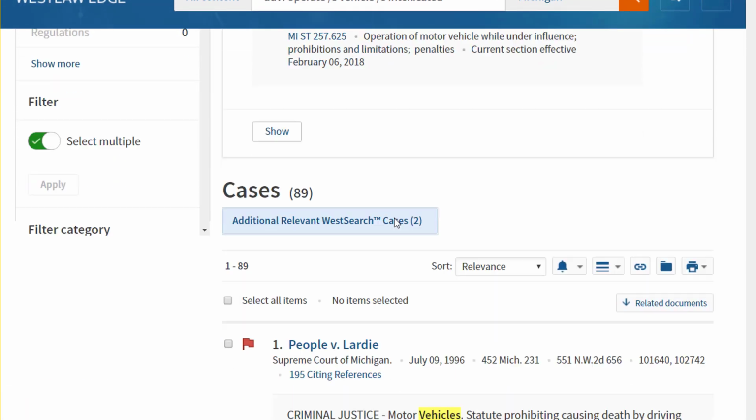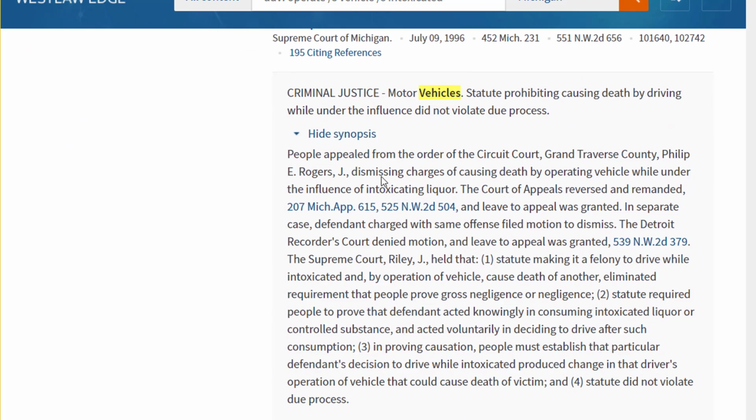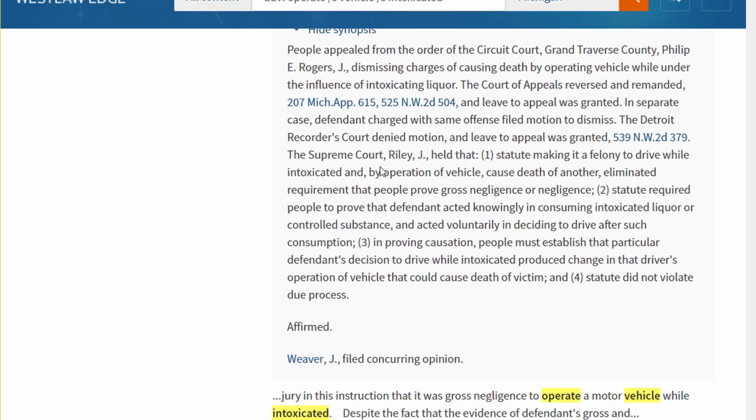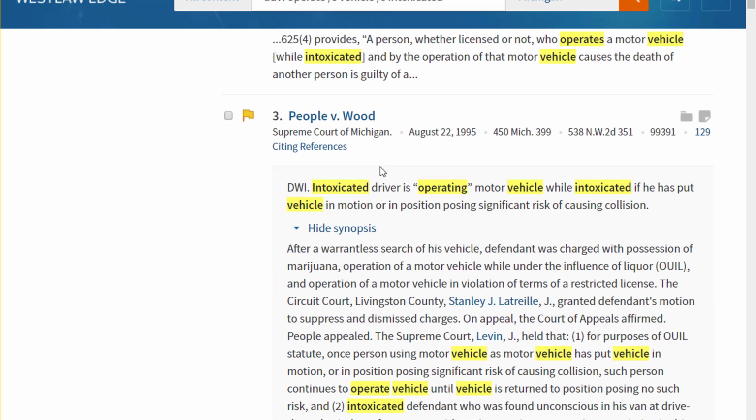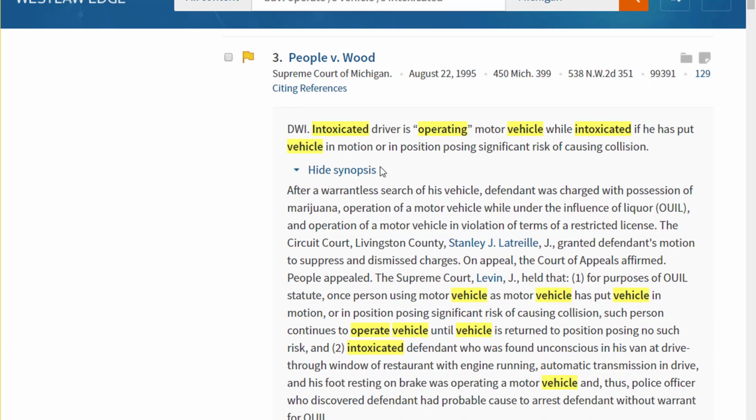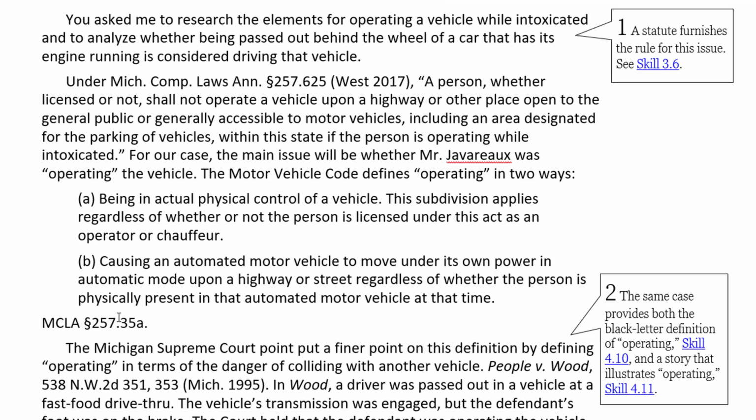And if we look at some of the cases here, this Lardy one was reversed, at least a significant part of it was. And then the third one here is People versus Wood. And this one, if we read it, it actually answers the question very nicely, and it's pretty similar to ours. So we would use a case like People v. Wood. And if you look at Appendix B in the back of Research the Law, you'll see a sample email memo. And it actually is this problem that we've been doing in 1.8, 1.9, and 1.10.